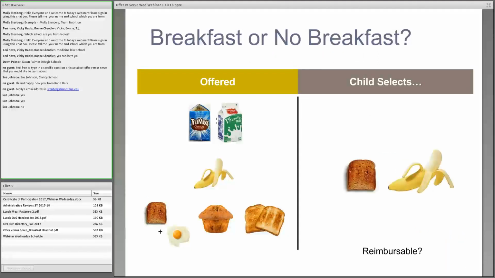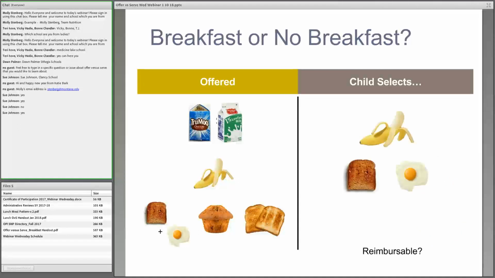Okay, what if a child selects 1 piece of toast and 1 banana? Is this reimbursable? I think if it was 2 slices of toast it would be, but since it's just 1 slice of toast, it just counts as 2 items. So that's a tricky one.